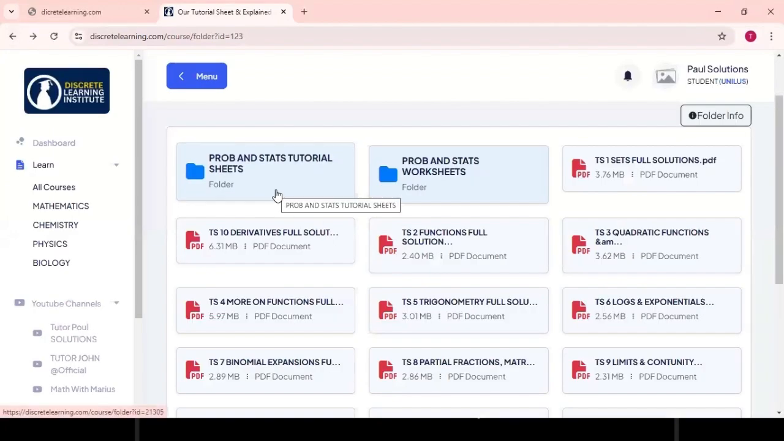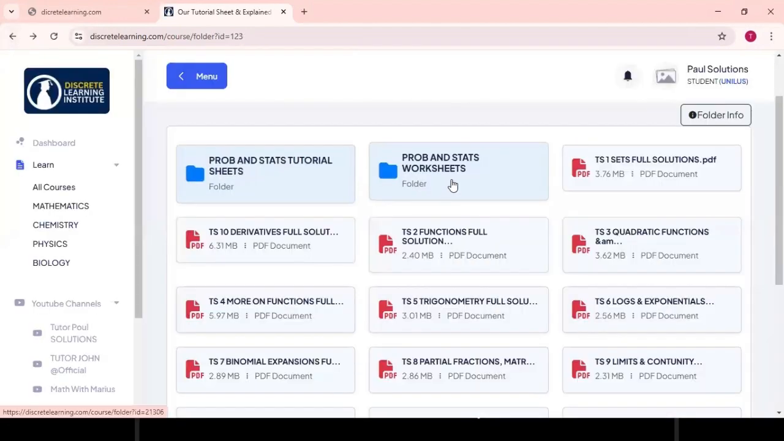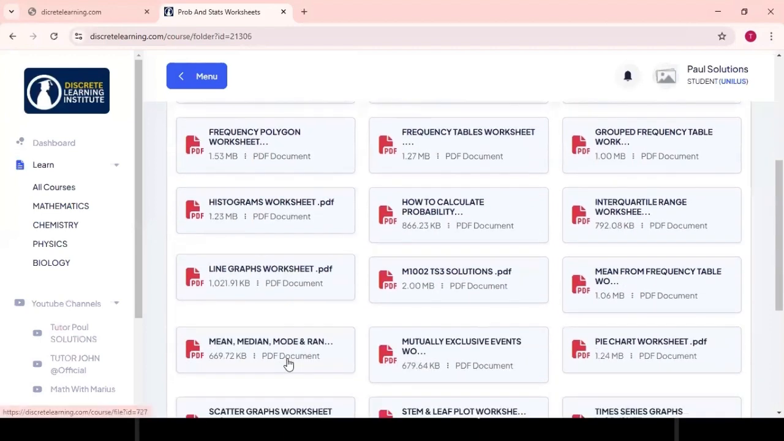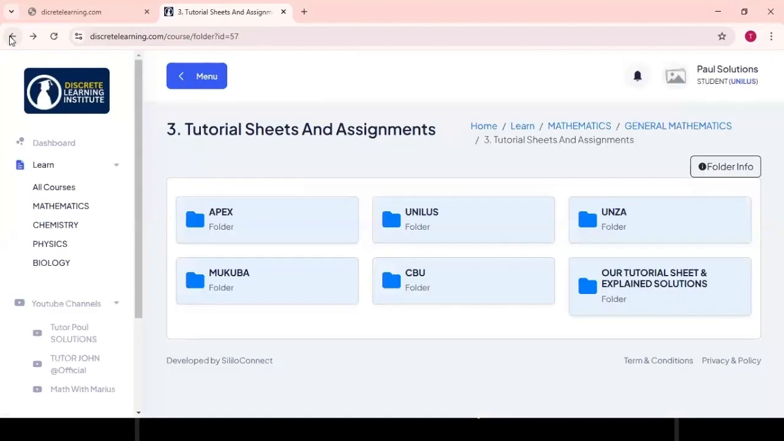And then if you are taking stats and probability, we have some tutorial sheets here. You can open and check them out. We also have more worksheets on probability and statistics. You can check them out there. All right, so we are done with the tutorial sheet folder. You just go to your university there.